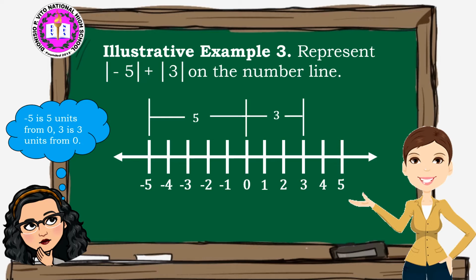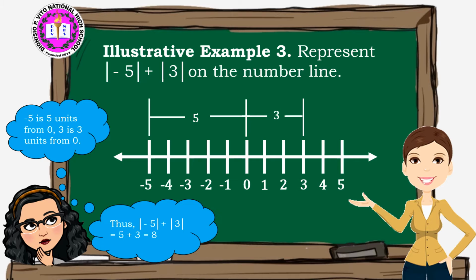Negative 5 is 5 units from 0. 3 is 3 units from 0. Thus, absolute value of negative 5 plus absolute value of positive 3 is equal to 5 plus 3, which is equal to 8.